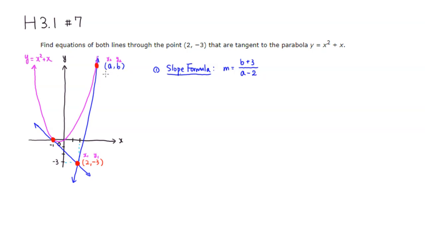And better yet, since we know that the point of tangency is on the parabola, we can plug a into the parabola. So b is the same thing as a^2 + a. So we can write the slope as (a^2 + a + 3) divided by (a - 2).